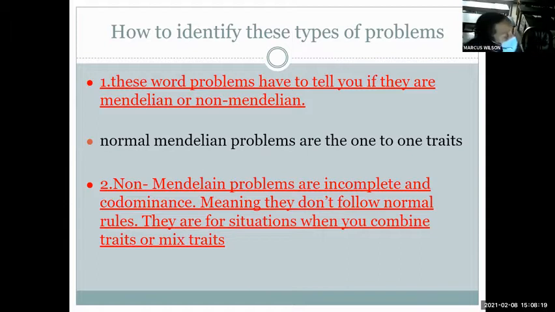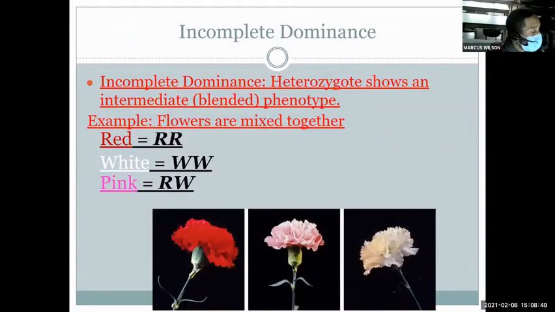The words incomplete dominance and codominance are just what they sound like. They're always going to be capital letters, because they're always going to be dominant. There are no recessive traits in these problems. They're all capital letters because they're all dominant. It means they don't follow the normal rules. They follow slightly different rules, because not everything in the world is the same. Different things can be mixed, and different things can be together. So when you combine or mix traits, that's what we're going to talk about.